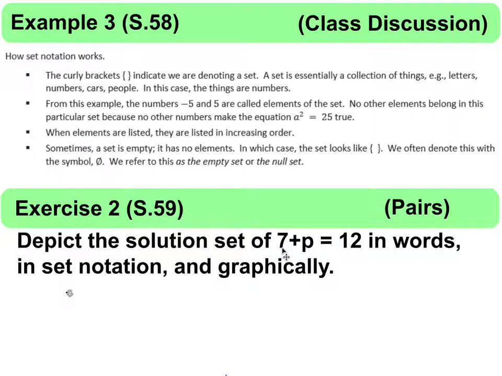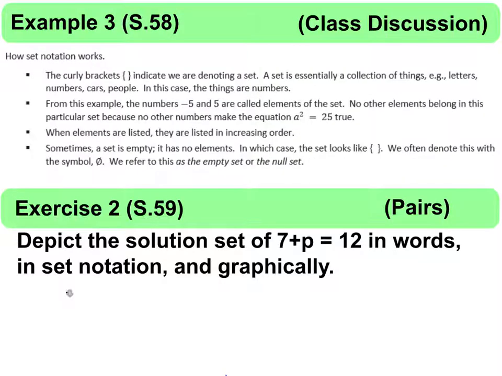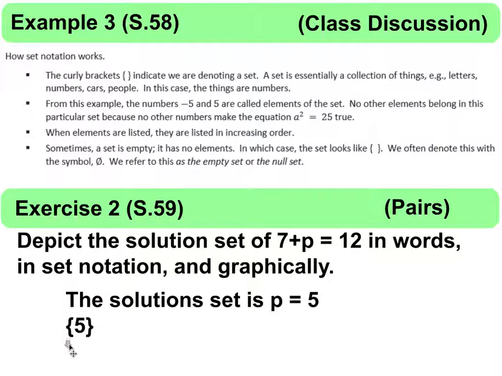So, for example, if we look at this one right here from earlier, they picked a solution set of 7 plus p equals 12. Well, we noted in our earlier example that if we let p equal 5, then that would make it a true particular statement. And so then we would ask the students to say, what is it in words? The students would say the solution set is p equals 5. In set notation, we would have only the 5, as opposed to last time when we included the negative 5. And on the number line, we would have them draw and place a dot at the given 5 value that made it true.